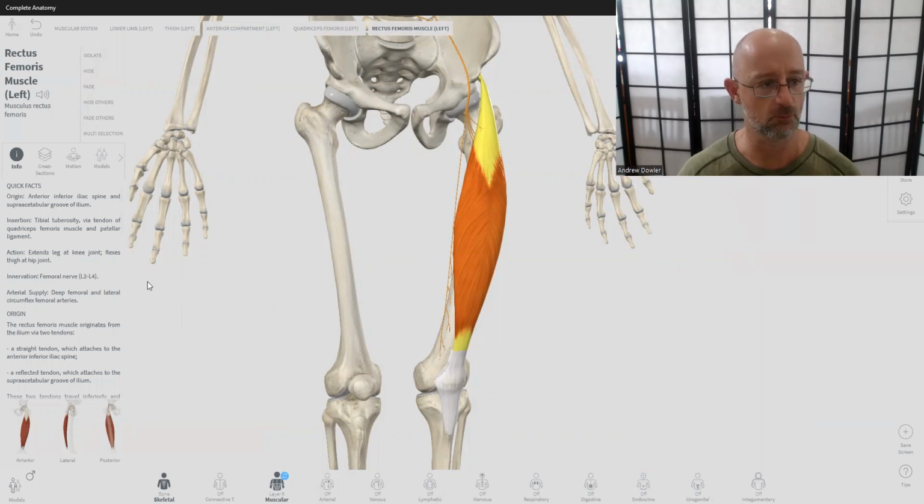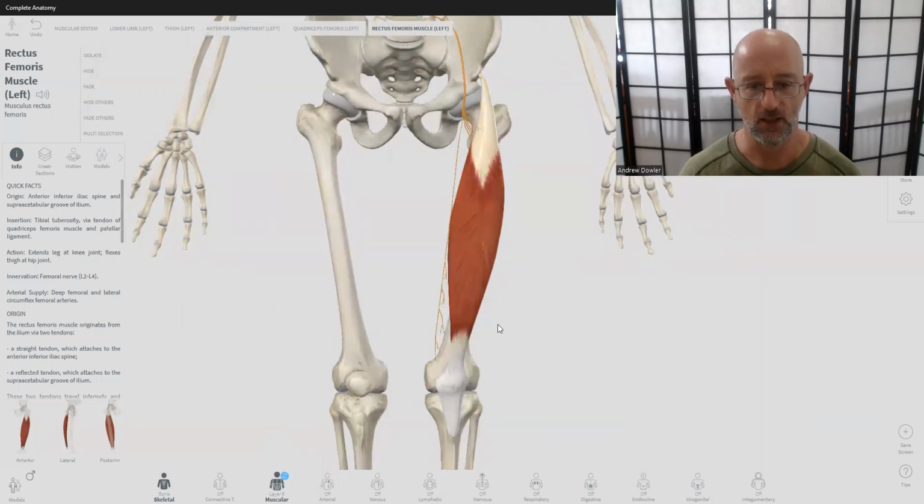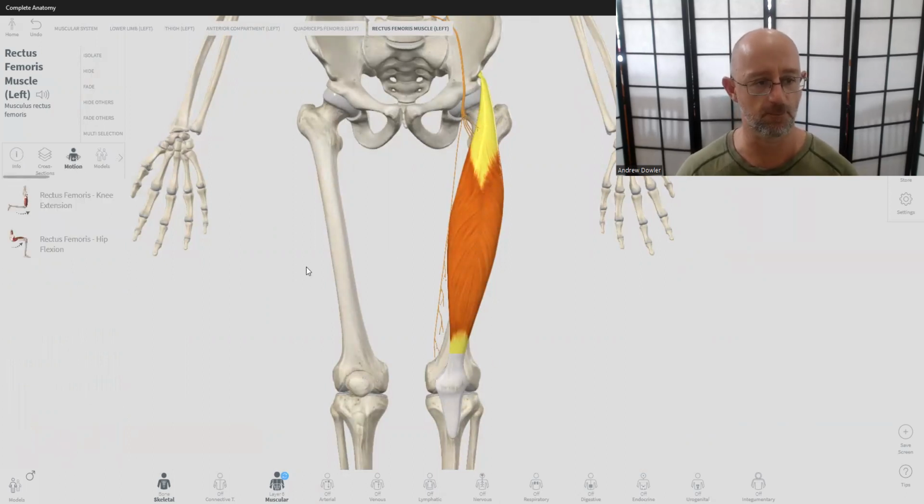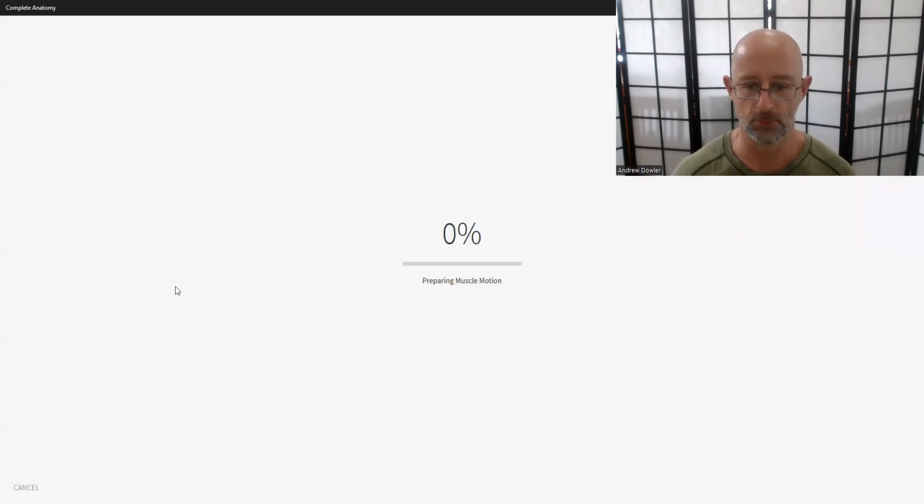Okay, let's have a look at the motion. So we have a 2-joint muscle: it's a knee extensor and a hip flexor. So let's check it out. Let's have a look at knee extension first. Preparing muscle motion.